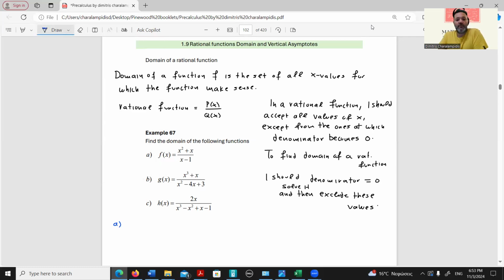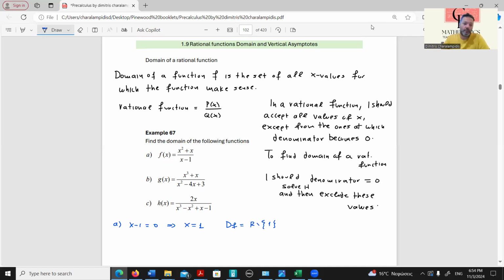In A, we have f of x equals x squared plus x over x minus 1. I should ignore the x squared plus x, and I will directly work with the denominator. The denominator, x minus 1, being 0 means that x is equal to 1. So, if we put 1 instead of x, this denominator will become 0. But that's exactly what we do not want. So, the domain of f should be all real numbers except 1.